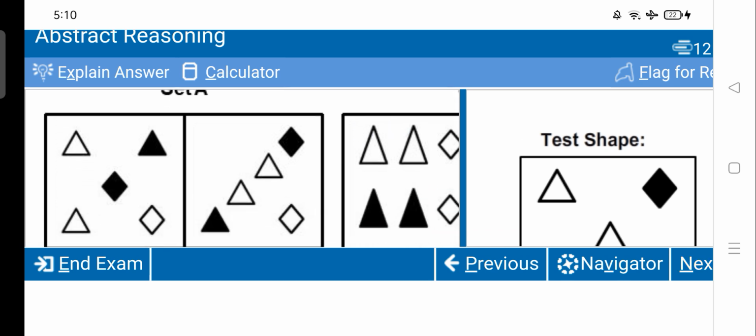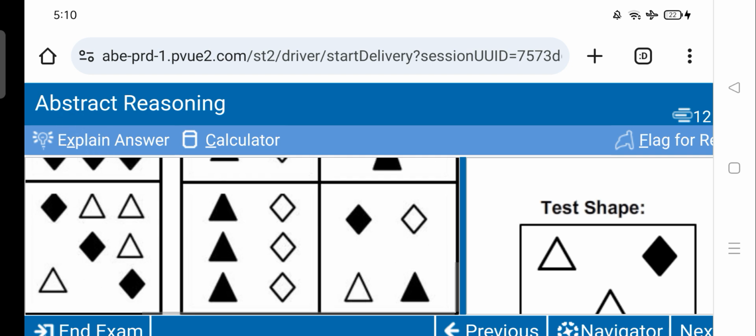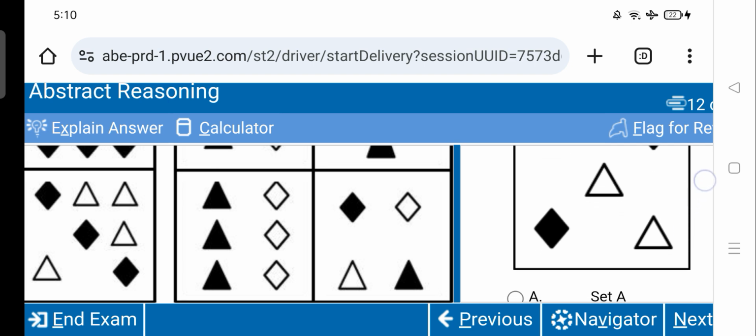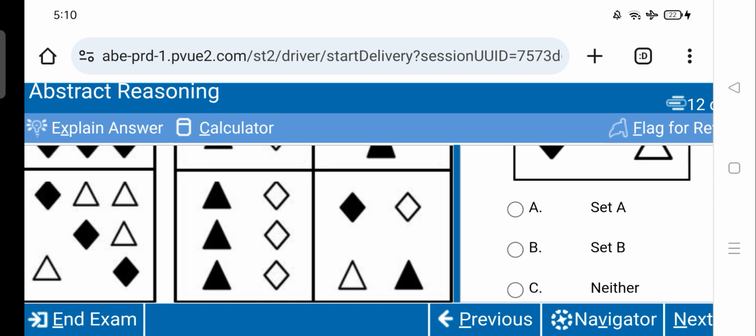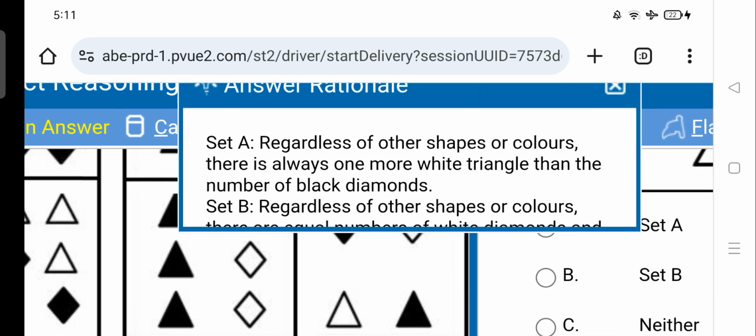Now we have the same set of shapes for set A and set B, but the test shape, as you can see here, is different. Option A is set A, option B set B, and option C neither. So the rules for these shapes are that in set A, regardless of other shapes or colors, there is always one more white triangle than the number of black diamonds.